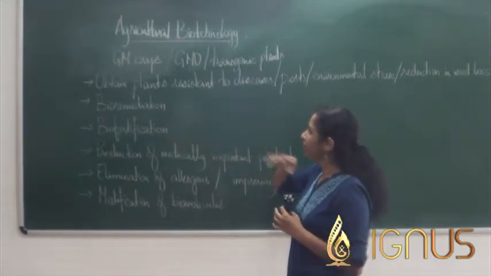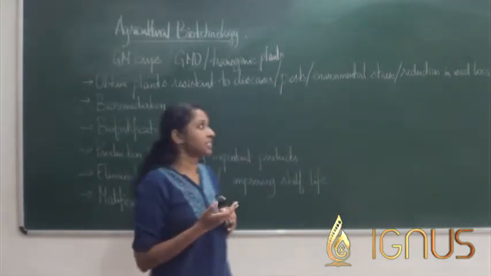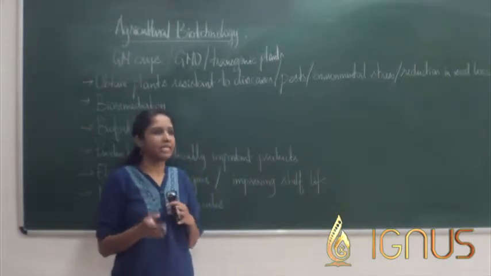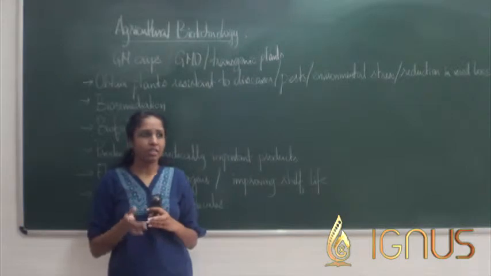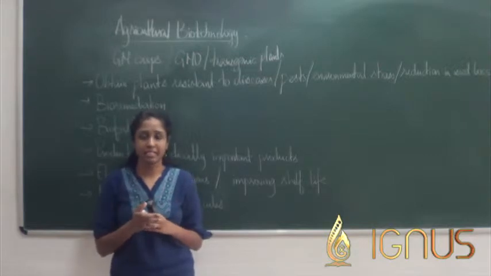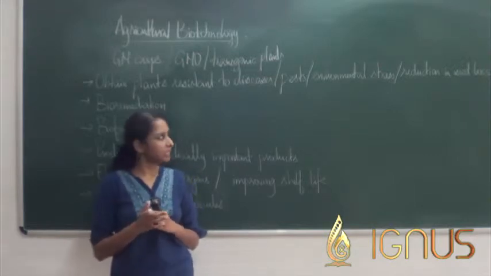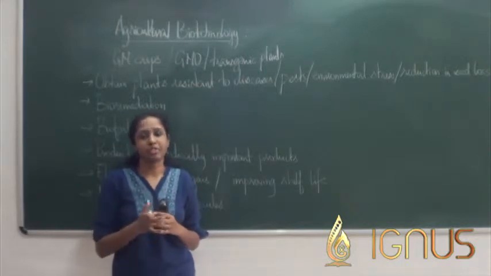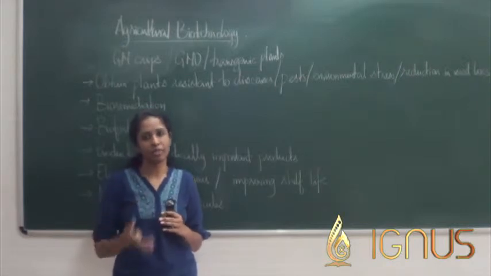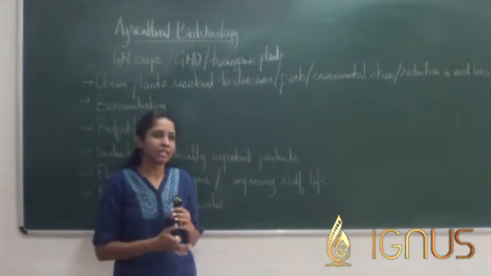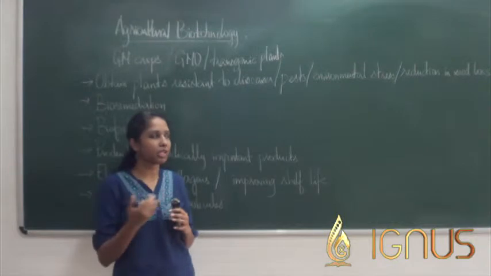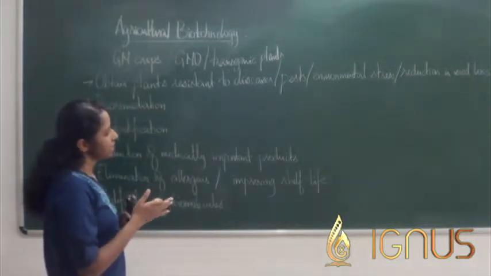One would be to obtain plants which are resistant to diseases, pests, and environmental stresses. Environmental stresses can be anything like extreme cold, extreme heat, drought conditions, salinity conditions. So creating a plant which can grow in low water conditions, so that it can grow in a drought, or creating a plant which can grow in extremely cold or extremely hot conditions.